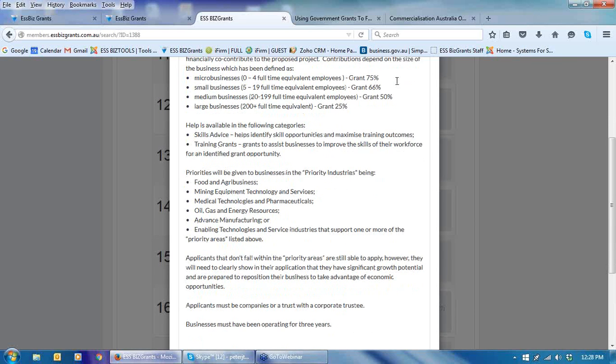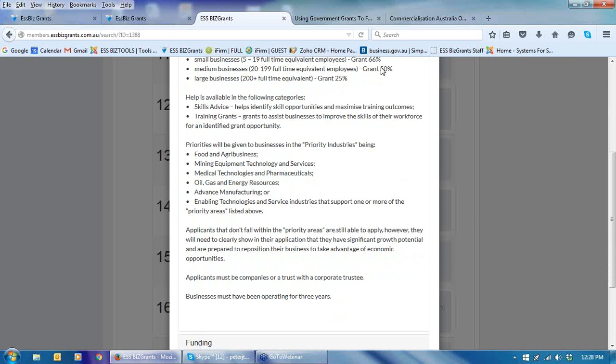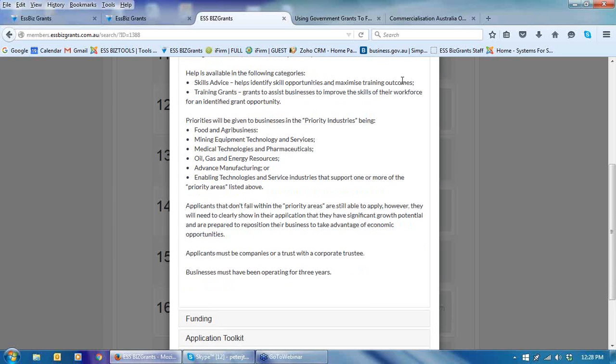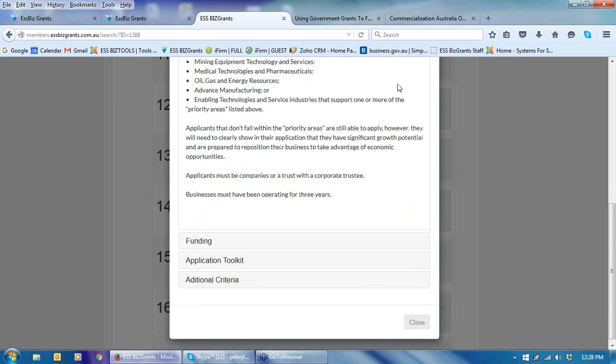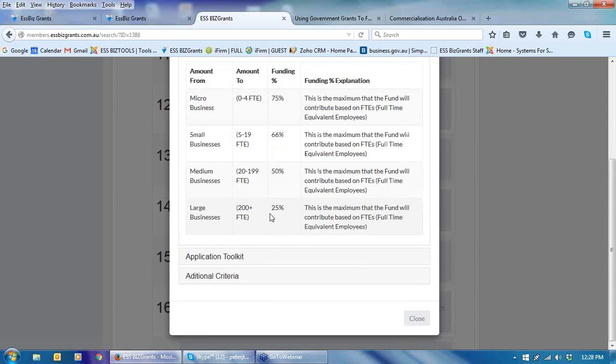So this grant is targeted at the priority industries, but businesses in other industries can apply. In fact, I know quite a number of businesses in other industries that have successfully applied. So the funding is various. There is no upper amount listed as to what the amount of the actual funding might be. It depends on the skills development program that has been tailored for this particular business.